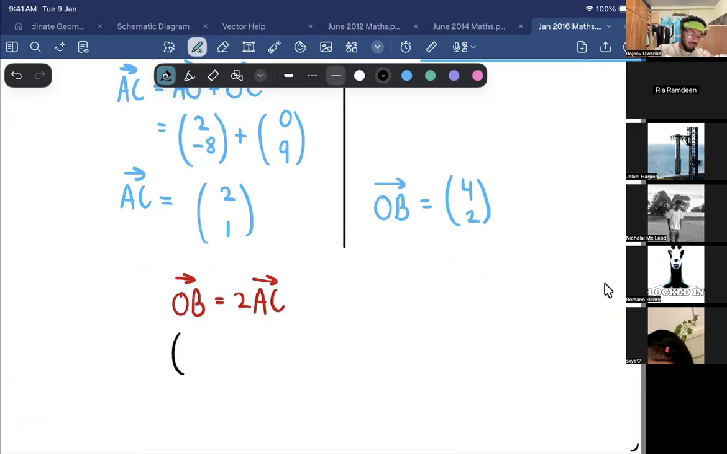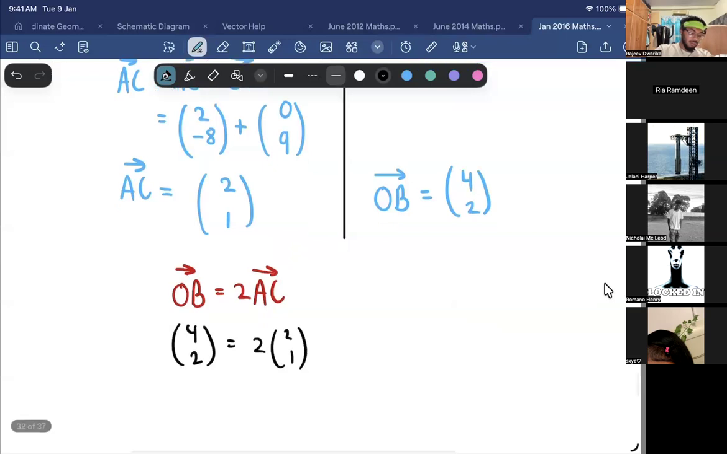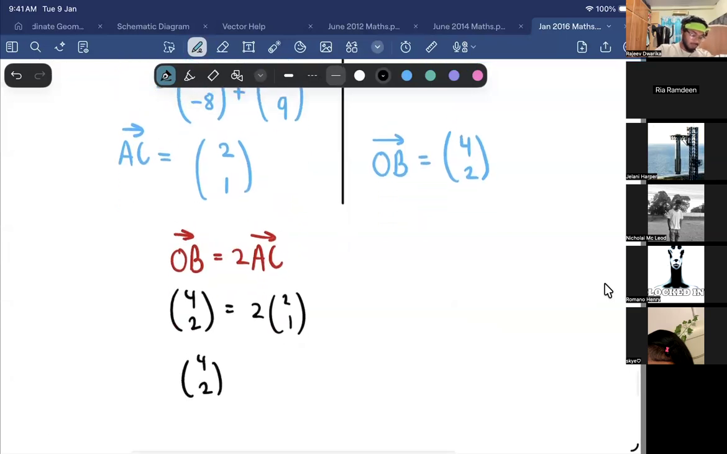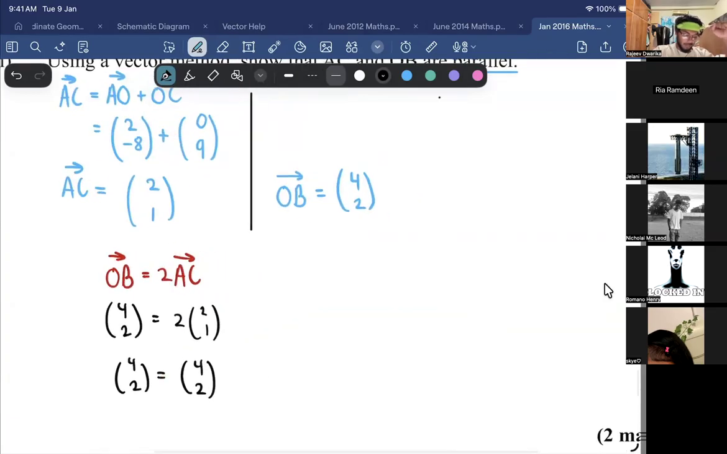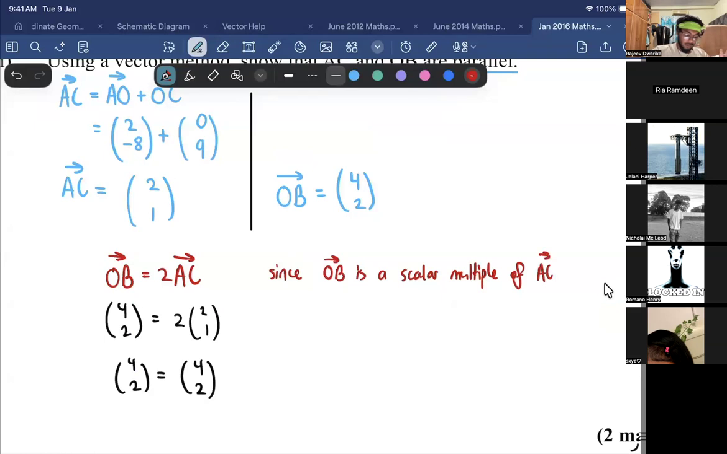Substitute. OB is 4, 2. AC is 2, 1. What is 2 by 2? 4. What is 2 by 1? 2. Right. With these kinds of questions, I advise you to write a little statement at the end. So it could be: since OB is a scalar multiple of AC, they are parallel.